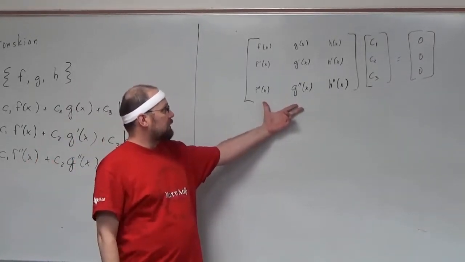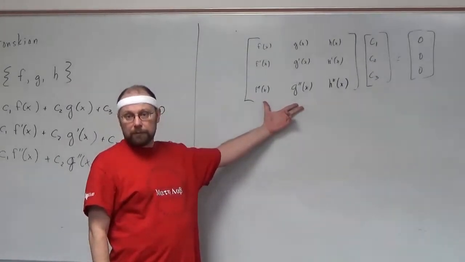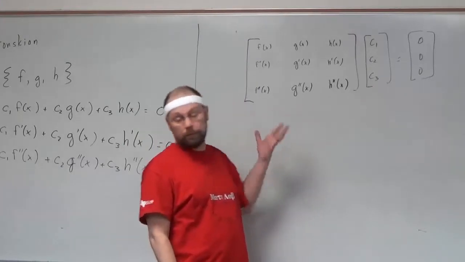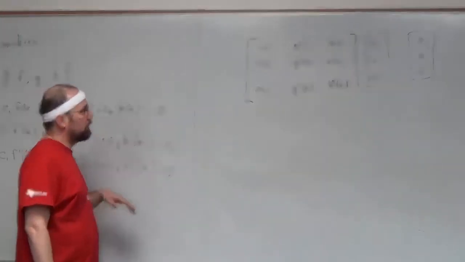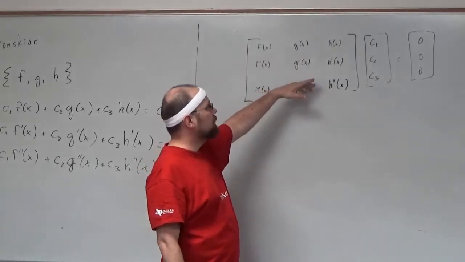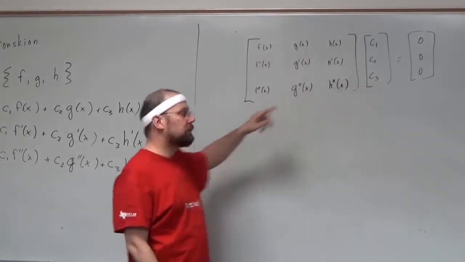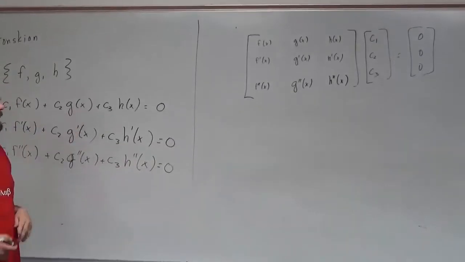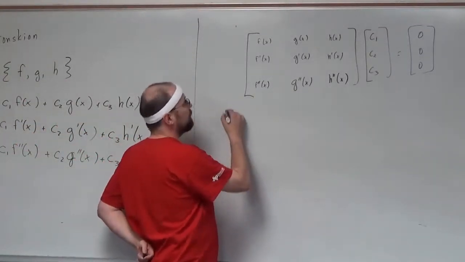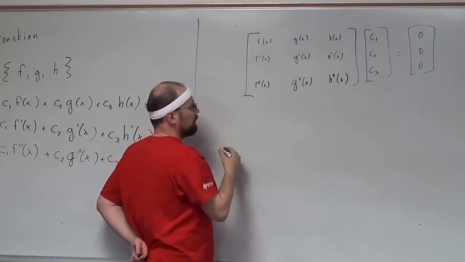So now, because we have a square matrix here, we can use this idea of determinant to see whether we have only the trivial solution, all zeros, or we have non-trivial solutions. So if the determinant of this matrix is non-zero, then we have only the trivial solution, so we would have linear independence. The determinant of this matrix is called the Wronskian.